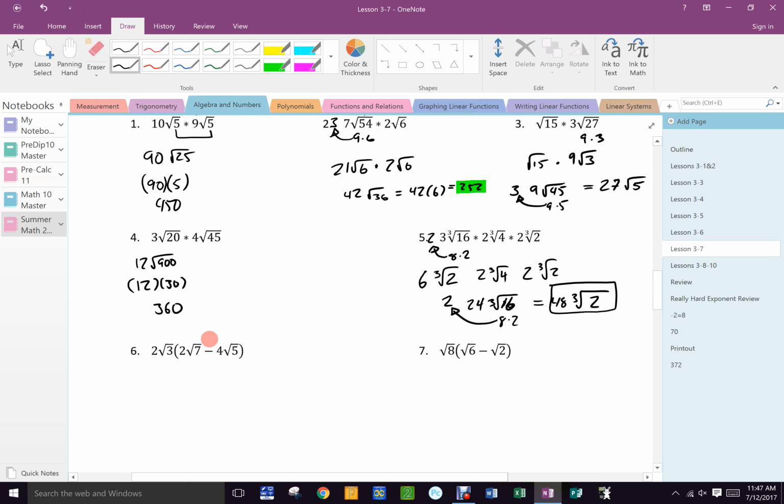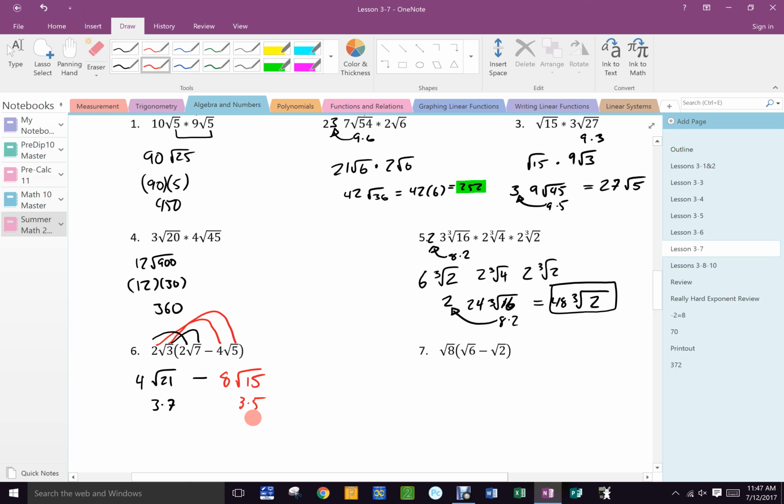Now, here's where it starts to get a little funky. We got to do both things. 2 times 2? 4. 3 times 7? 21. Minus 2 times 4? 8. 3 times 5? 15. Simplify. Can you? No. Because this is 3 times 7, no pairs. This is 3 times 5, no pairs. So I can't simplify.